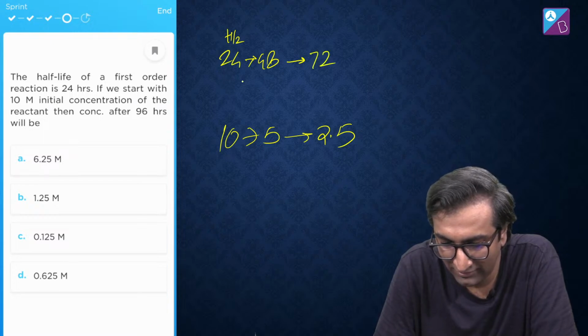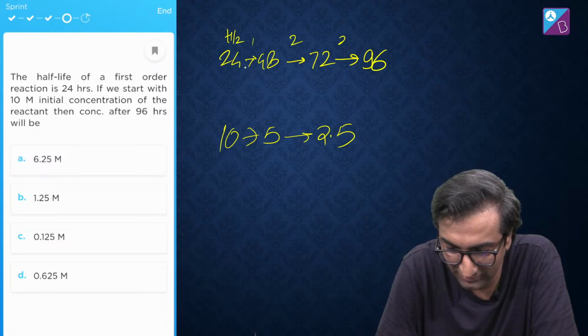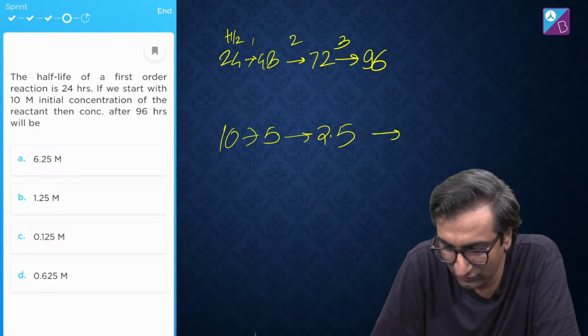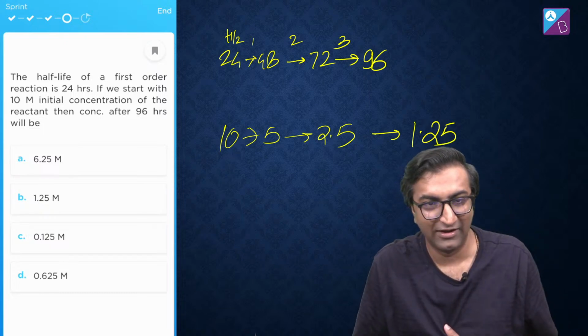24 plus this 72 plus this 96. कोई chat में I hope caught that. So this is 1, 2 and 3. So 3 half lives. And then उसके बाद फिर से आधा 1.25. Okay, that's the idea here. If you want to do it like this.